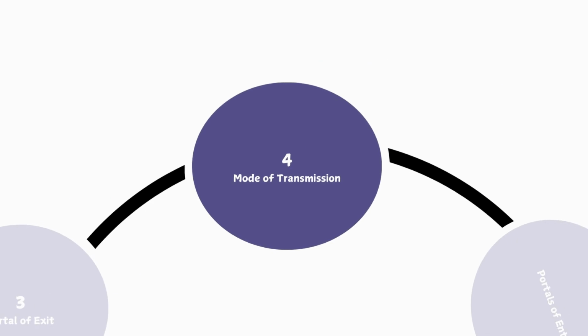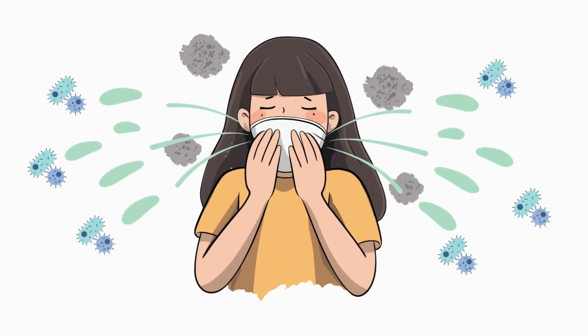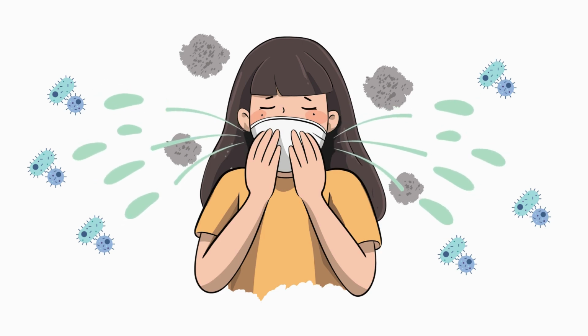The fourth link in the chain of infection is the mode of transmission. This refers to all the ways an infection can spread. In our example, Betty sneezed, spreading her infection through respiratory droplets when she sneezes.